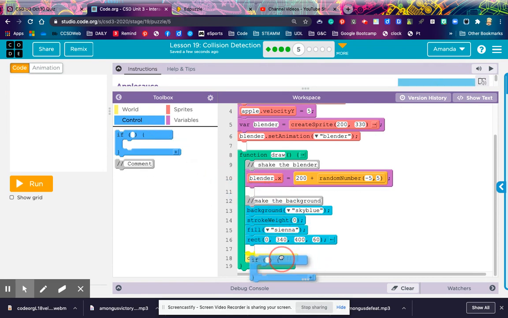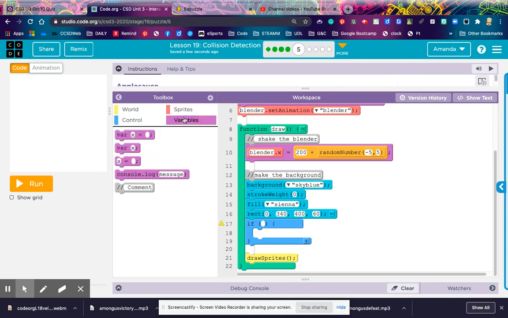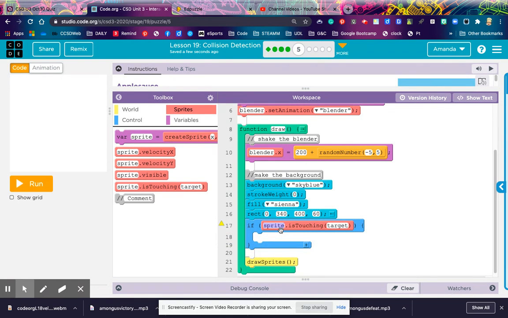So we said if what? If sprite is touching target. So if blender is touching apple. It might be backwards there. It might be if apple's touching blender. Let me try it that way. Because it feels like if the apple's falling, if apple's touching blender. I wonder if it matters.